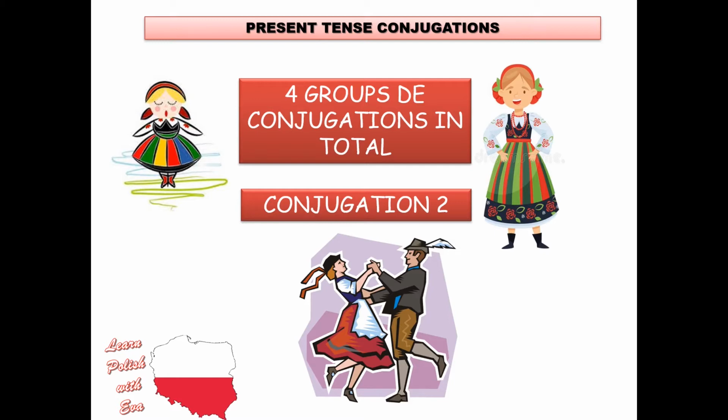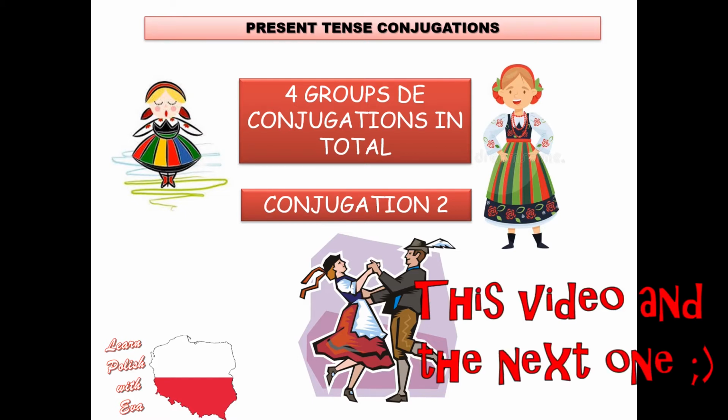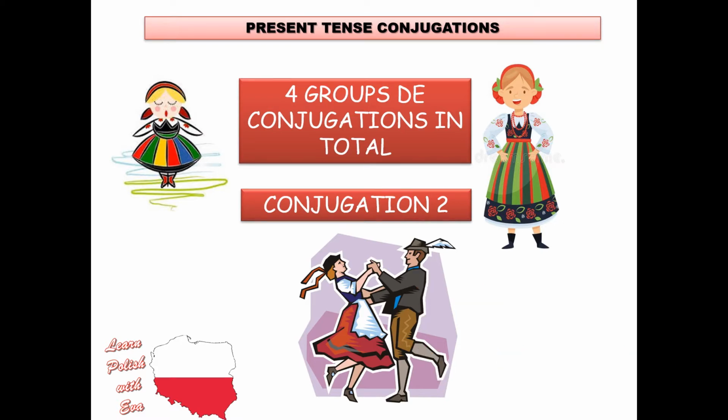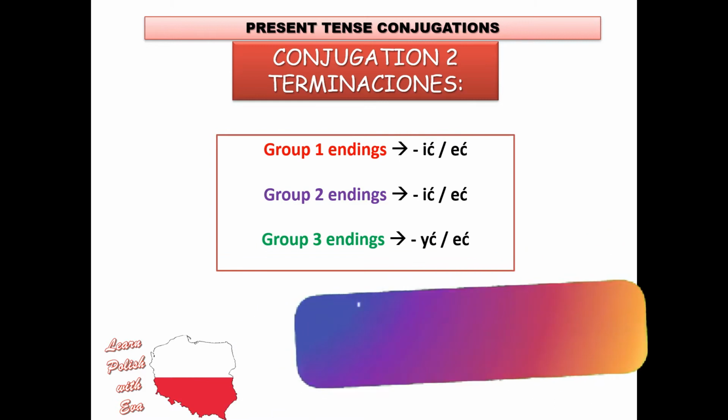We know that there are 4 conjugations in total, and this video will basically close this entire conjugation, and it will be about the exceptions that exist within conjugation number 2 out of the 4 in total. We know that in conjugation number 2, we've seen 3 groups with 3 different endings, okay? And we can see them on the screen right now.